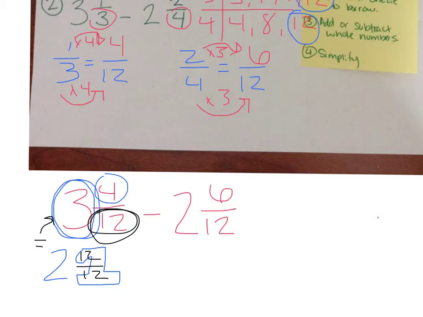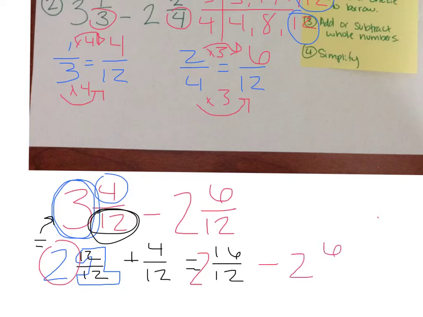Now we have to add back in the 4/12. So we add back in 4/12. So now we have 12/12 plus 4/12, which equals 16/12. Still with me? And 2 is our whole number also. This 2 will stay the same. So now we have 2 and 16/12 minus 2 and 6/12. This number is just going straight down. No tricks there.